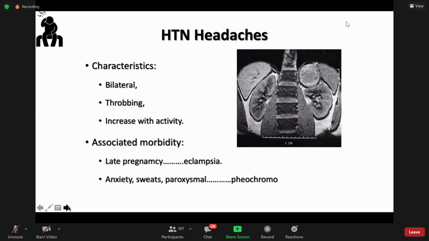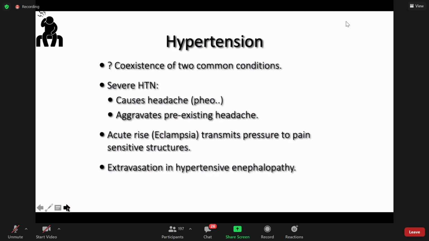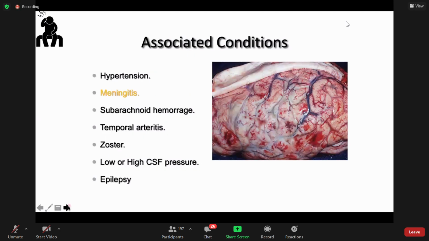And hypertension, people wonder whether it's a coexistence of two common conditions, headache and hypertension. However, severe hypertension may be the cause of headache, like in pheochromocytoma or in eclampsia, or extravasation from cerebral blood vessels because of hypertensive encephalopathy.